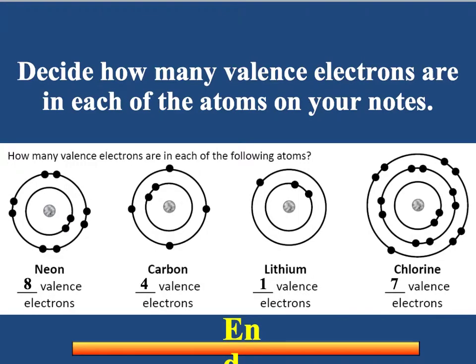So now you need to flip back over to the back of your notes, and figure out how many valence electrons are in each of those pictures that I've shown you. Alright, I'm back. Hopefully you got this figured out. So in neon, there are 8 valence, carbon has 4, lithium has 1, and chlorine has 7. Again, it's just how many are in that last ring.